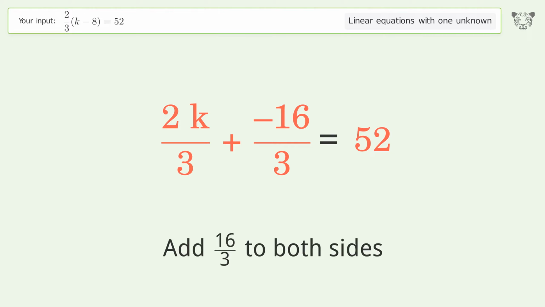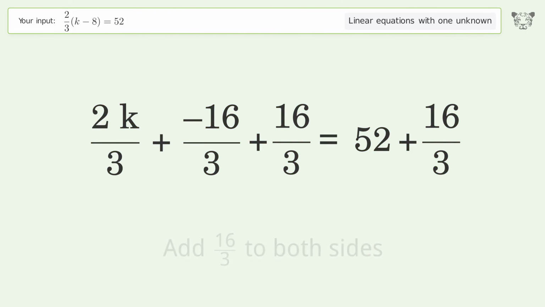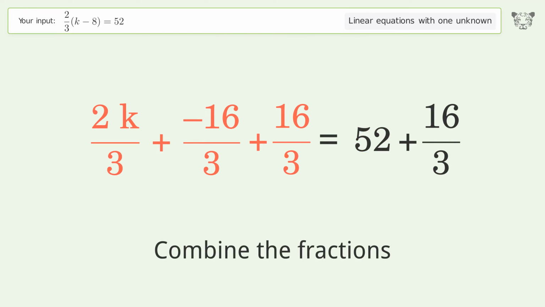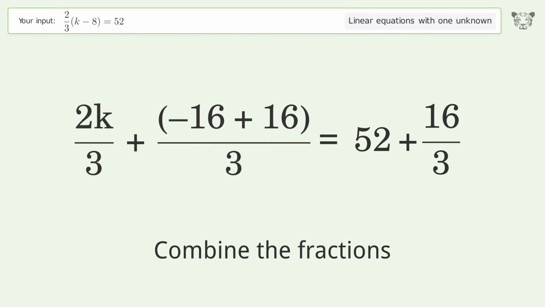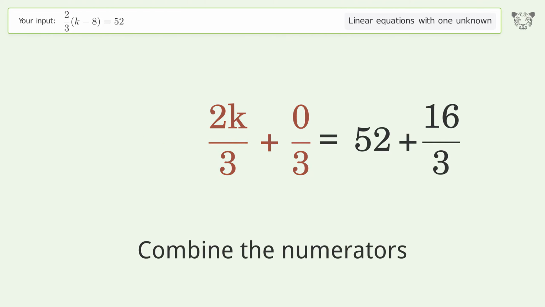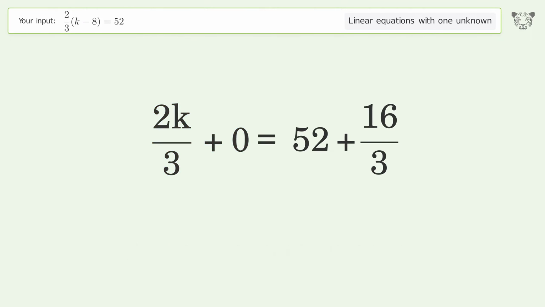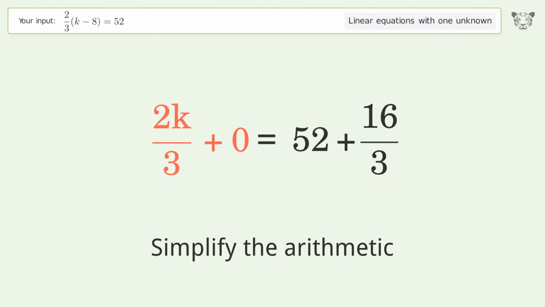Add 16/3 to both sides. Combine the fractions. Combine the numerators. Reduce the zero numerator. Simplify the arithmetic.